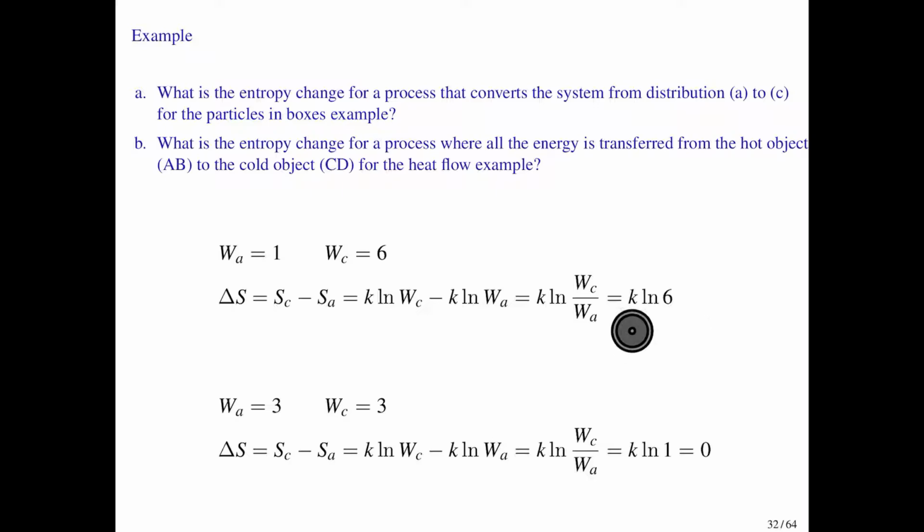I didn't complete the calculation. To complete it, you would just plug in that value of k, 1.38 times 10 to the minus 23 joules per Kelvin, and that would give you your delta S value.